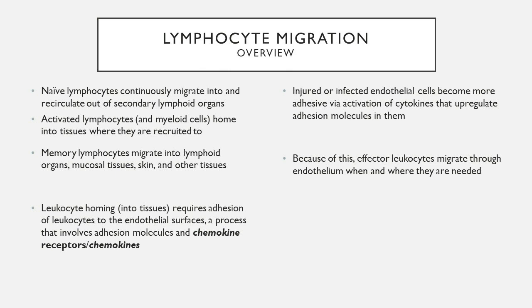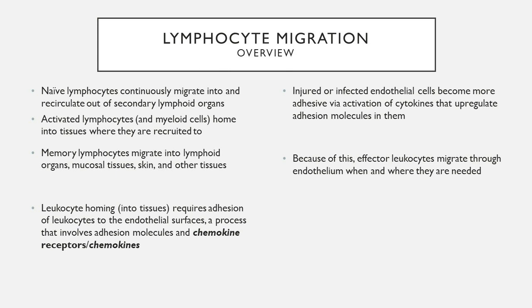So first I'll give a general overview of the migration process, and then we'll get into the specific mechanisms of how all this works. So naive lymphocytes, so these are ones that have not encountered an antigen that's specific to them, are always in this continuous migration into and recirculation out of secondary lymphoid organs. So they constantly go in and out of these secondary lymphoid organs, just basically looking for something to do, looking for that antigen.